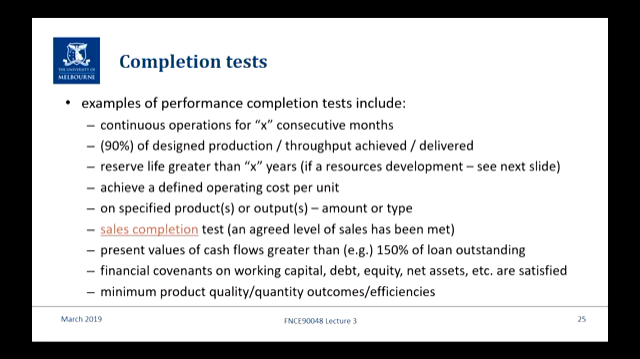90% can be some other percentage. Design, production or throughput or whatever. So depending on what it is. Reserve life greater than X years. Again, these are the sort of mistakes you can make if you treat this as if I'm asked about completion tests, all I have to do is write down a couple of these.